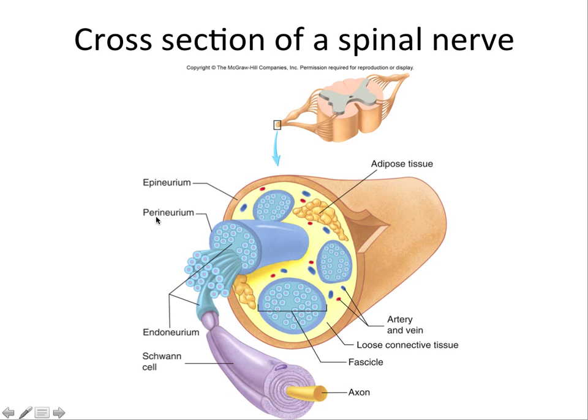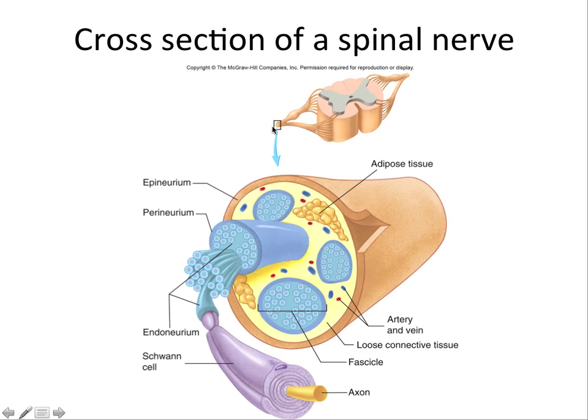And that's called the perineurium. The peri prefix means around, so it's going to wrap around the fascicle. Then, finally wrapping around the whole spinal nerve is the epineurium. And epi, as you might remember, means above or upon. So this is going to be the connective tissue layer upon everything else.